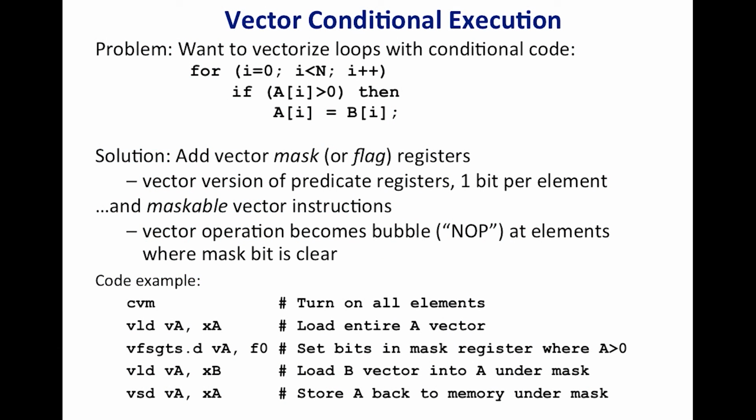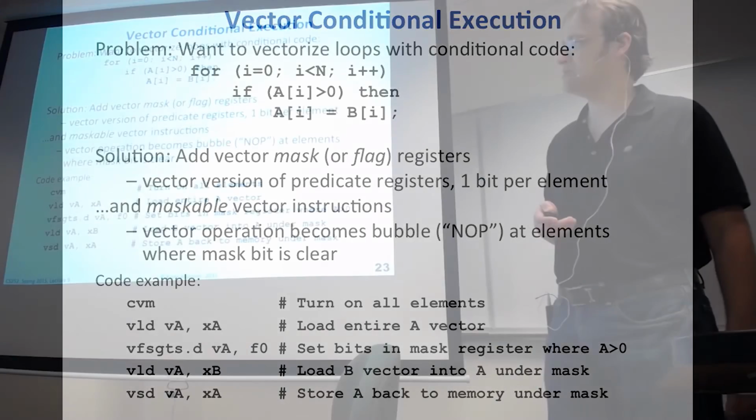Now one detail to get right here is to make sure you don't cause any exceptions where the element operation is predicated out, right? That's something you have to do in the vector machine design.